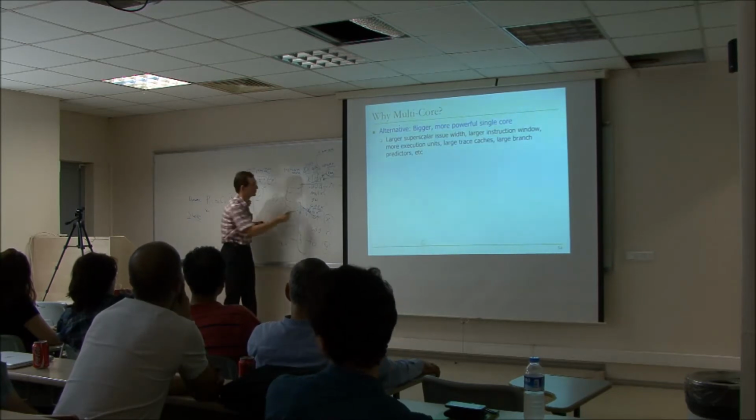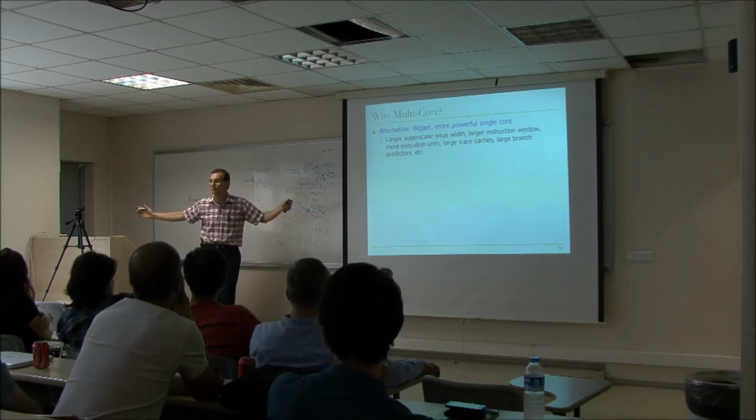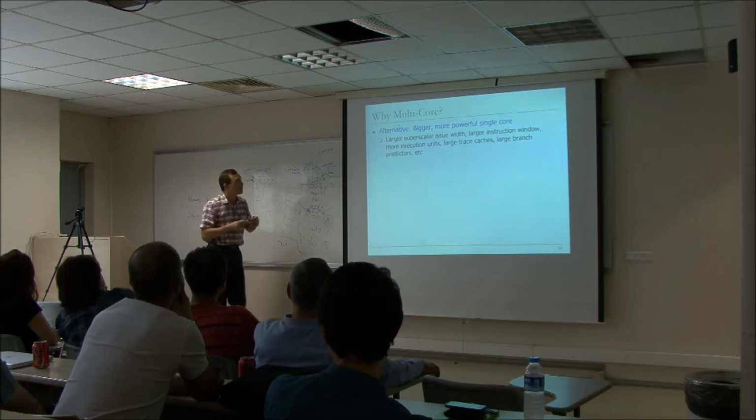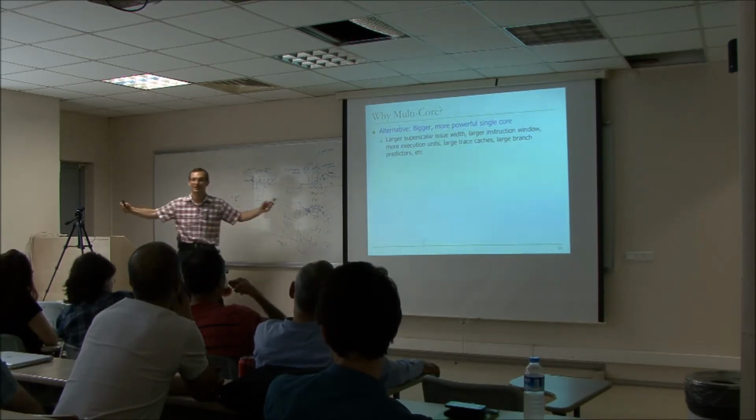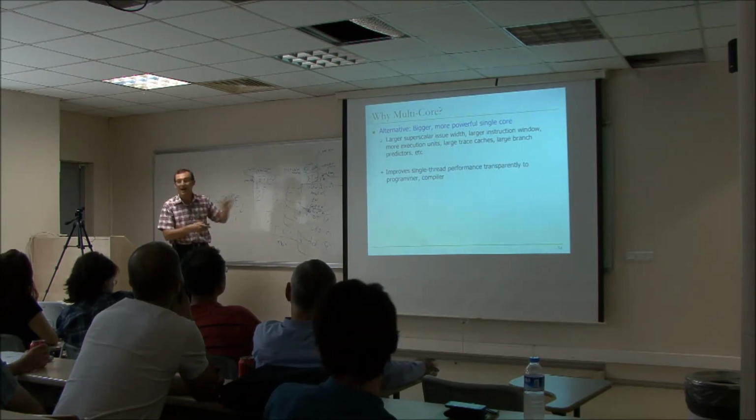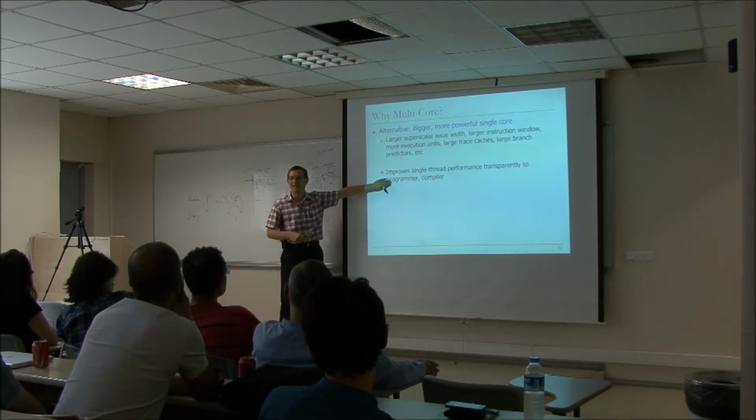You reduce your energy efficiency. So you need a better branch predictor to support a large instruction window also. Otherwise, you'd be flushing your window very frequently. So all of these need to be done at the same time almost to get a bigger, more powerful core. And there's a big upside to this. You can improve single-thread performance transparently to the compiler and the programmer.